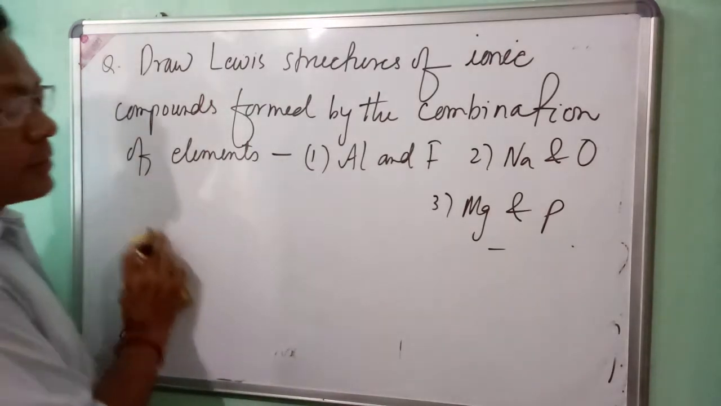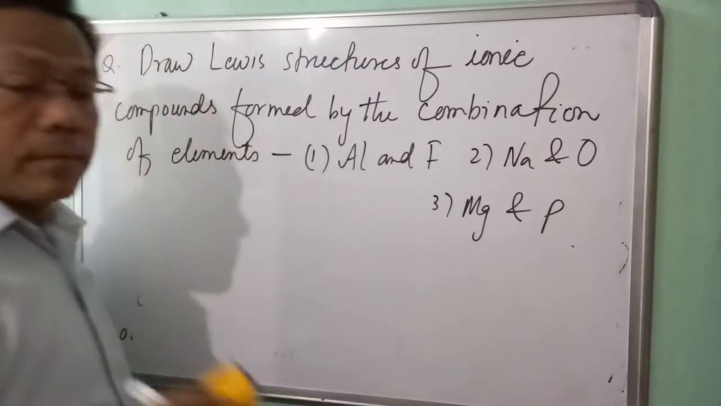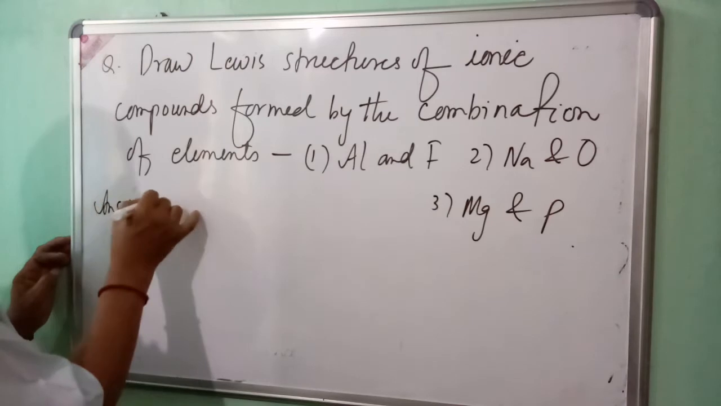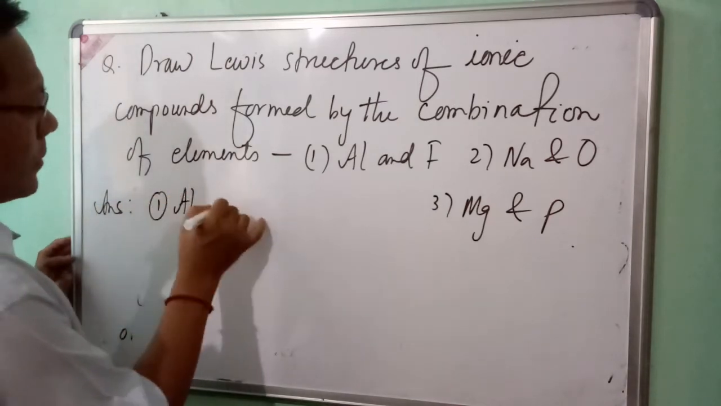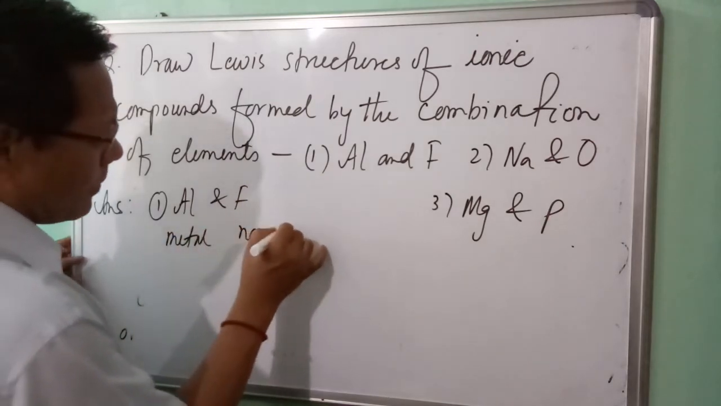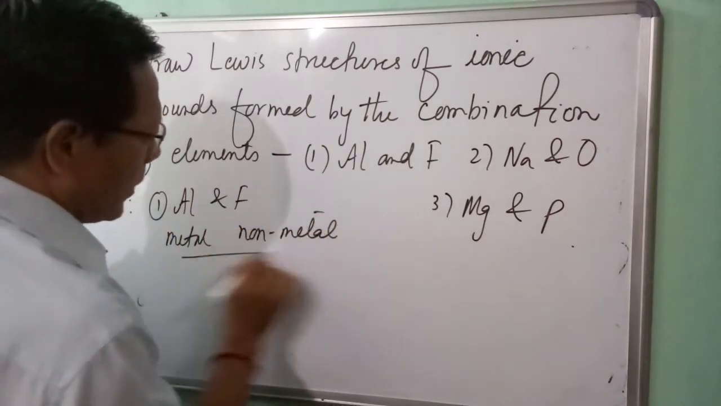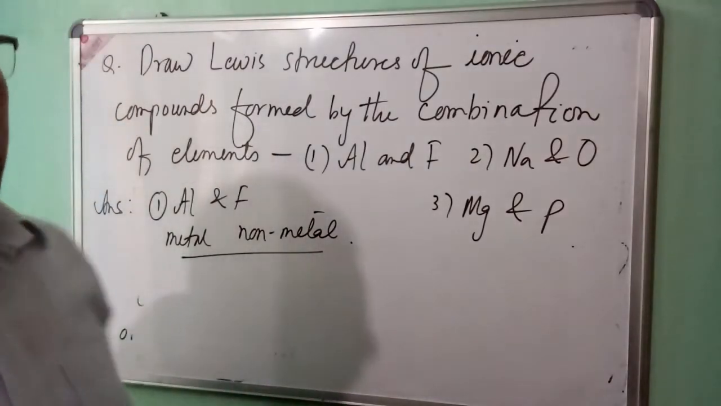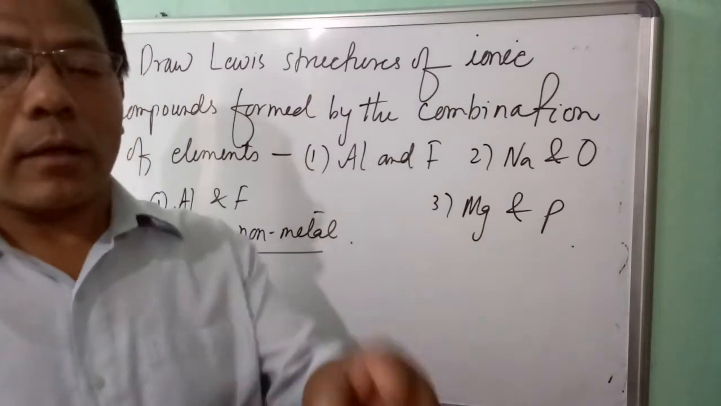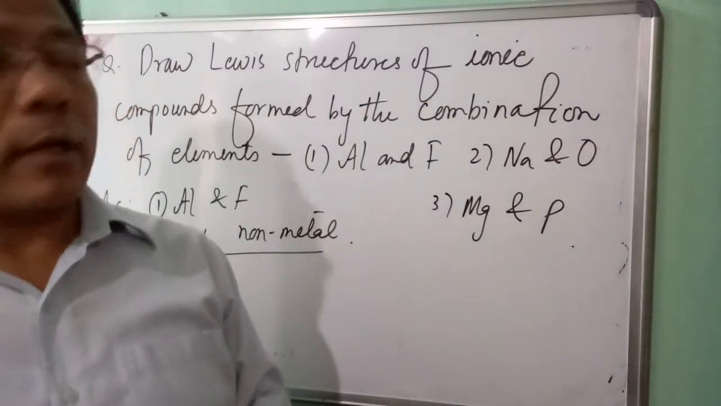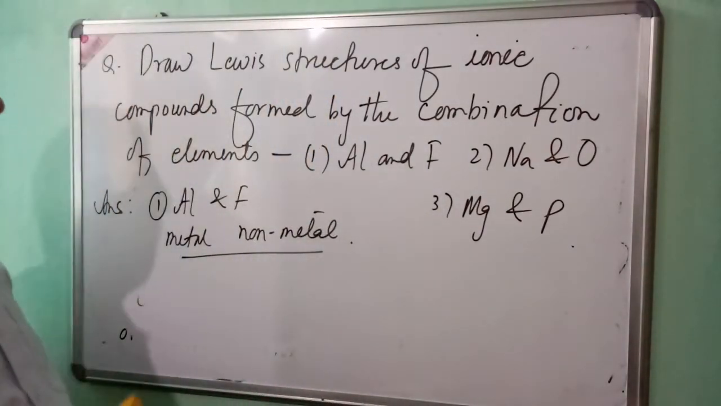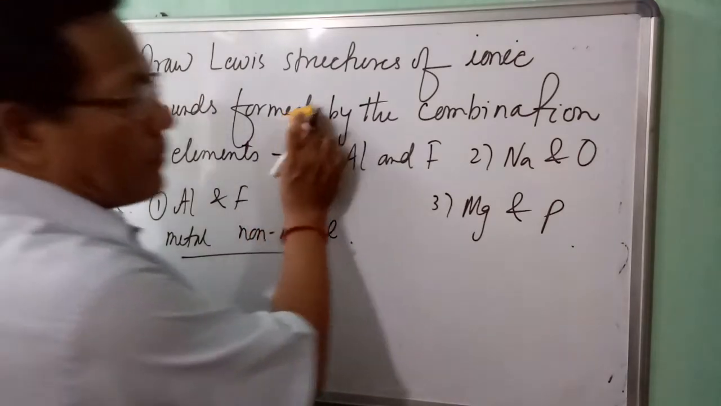So let us see the answer for this question. First, aluminum and chlorine. Here aluminum is a metal and chlorine is a non-metal, to form an ionic compound. To draw the ionic compound, first we need the formula, which is formed by combining the elements.